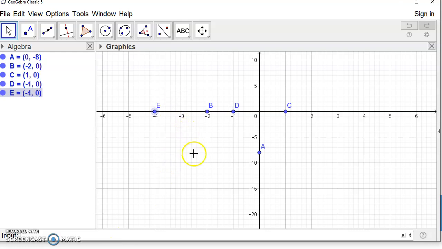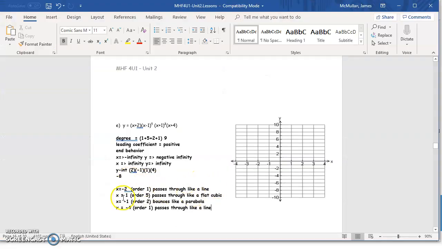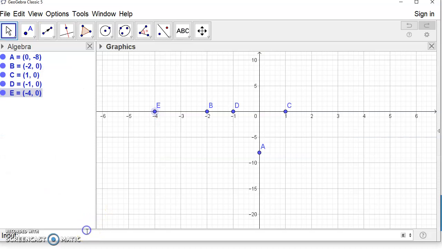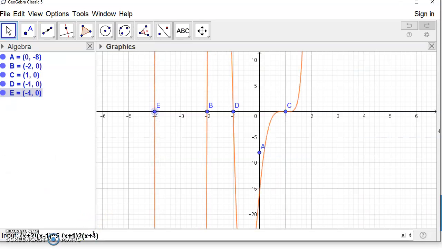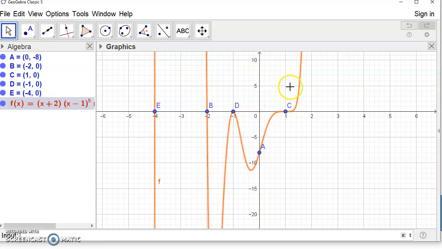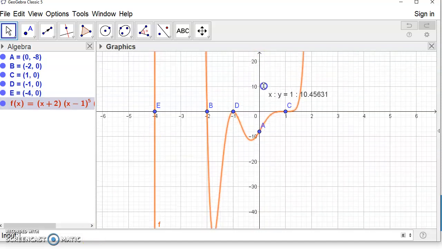Okay, we know that the one that's going to behave the strangest is the one at +1. It's at order 5. It's going to look like a really flat cubic. So let's go ahead and just take a quick look at what this one looks like. So this is to the power of, and this is to the power of. Okay, so again, it's exactly like what we thought it would look like.